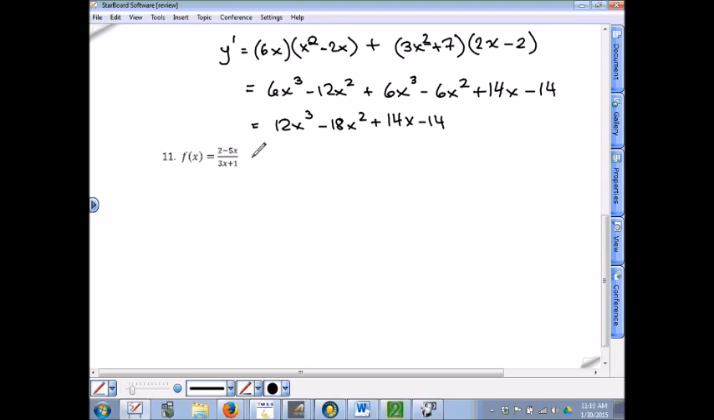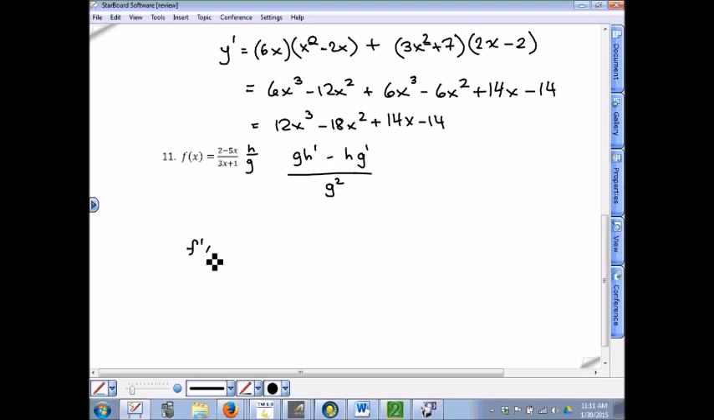Question 11 is meant to be an illustration of the quotient rule. So we have an h function here and a g function. So the phrase is low d high minus high d low all over low squared. So it would be low d high minus high d low all over low squared in this case.